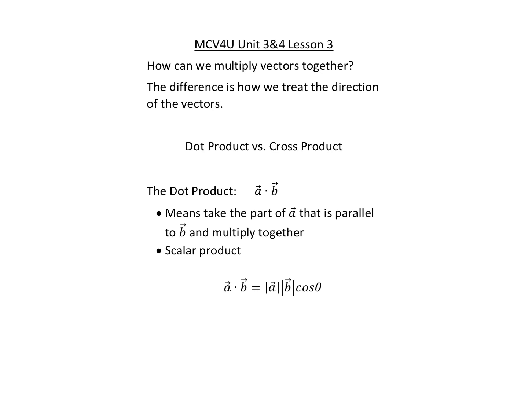In this lesson, we're going to look at how to multiply vectors together. In the previous lesson, we looked at adding and subtracting vectors, and now we want to look at how we multiply vectors together. The difference is how we treat the direction of the vectors. We have two ways to multiply: the dot product and the cross product.